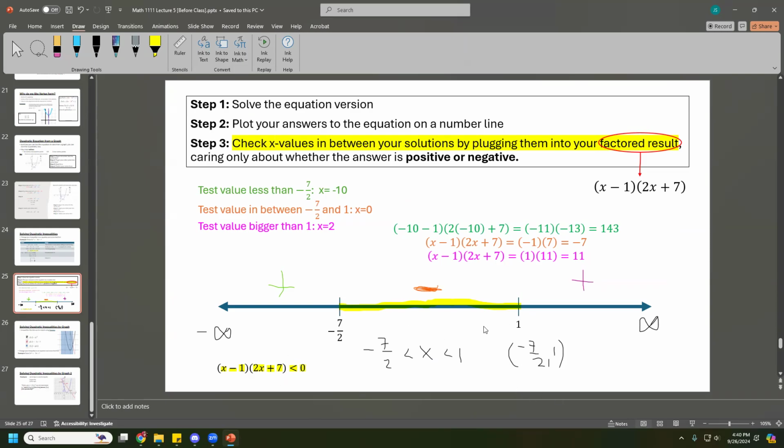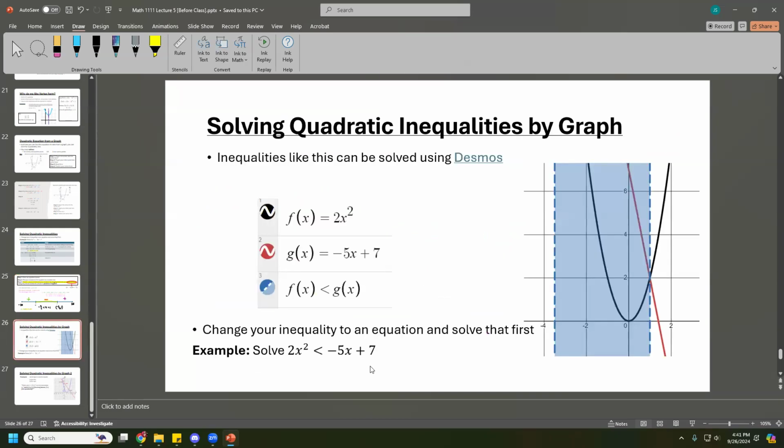Why did I pick this middle interval? Because it was asking for numbers less than 0, or it was asking for negative numbers. We'll be doing a lot more of this later when we hit higher degree polynomials. This is a technique that gets used a lot. However, you could have also solved these on a graph.